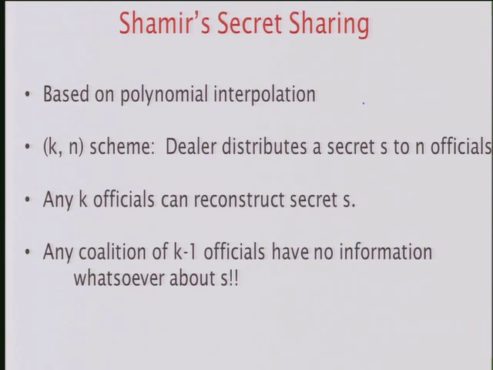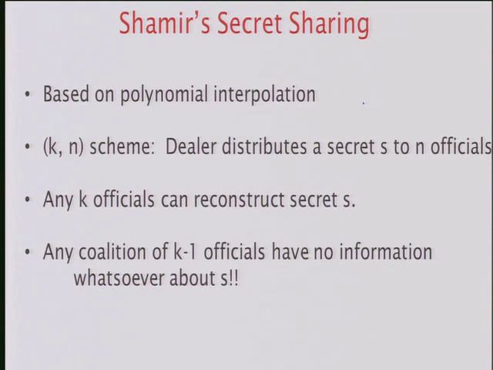Okay? But then we want this additional property that if you have any coalition of K minus 1, so even if 4 officials try to get together and they try to reconstruct the secret, they have no more information than somebody who wanders in off the street. The fact that they had 4 shares of the secret gives them absolutely no information at all about what the secret was. They're as much in the dark as anybody else out in the country.